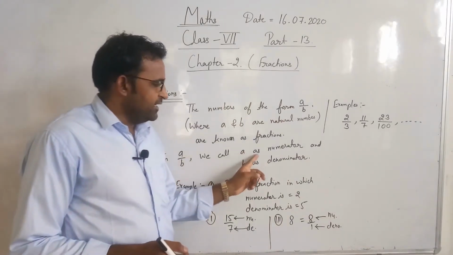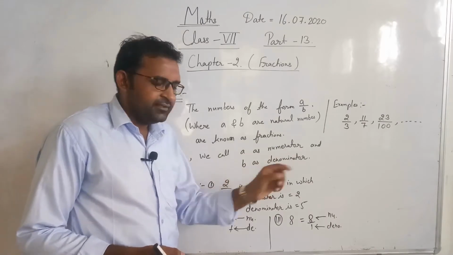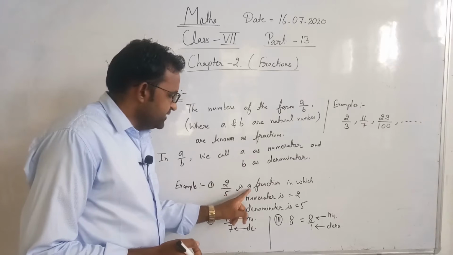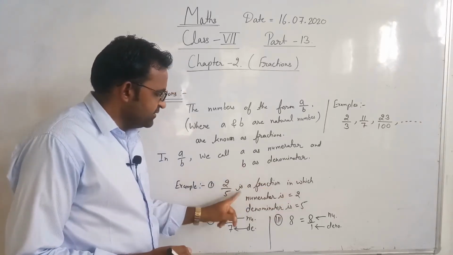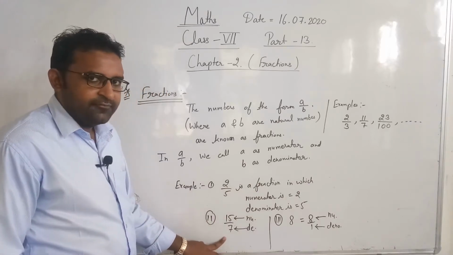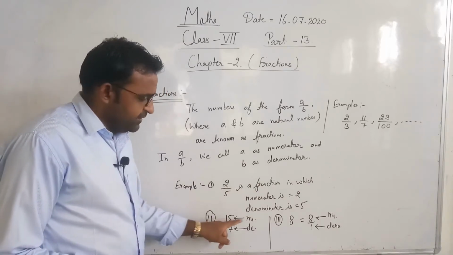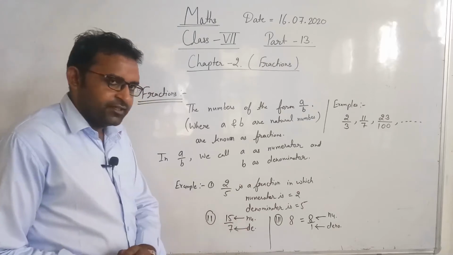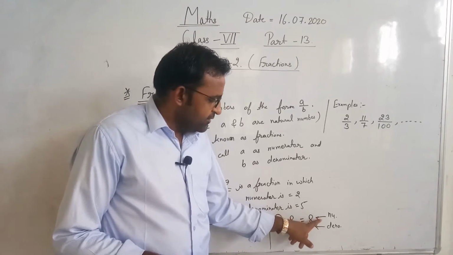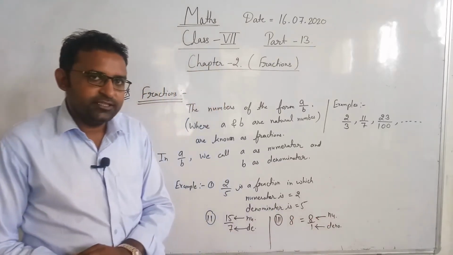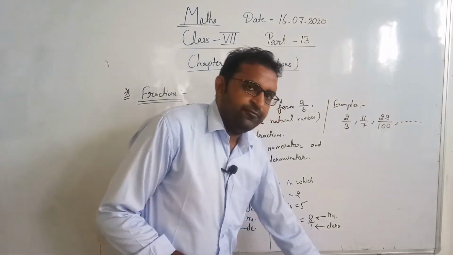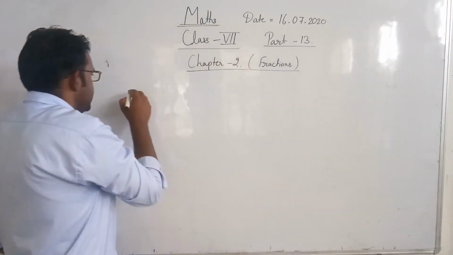Okay student, in A upon B, we call A the numerator and B the denominator. For example, 2 upon 5 is a fraction, in which 2 is the numerator and 5 is the denominator. Second example, 15 upon 7, so 15 is the numerator and 7 is the denominator. And next example, 8 upon 1, so 8 is the numerator and 1 is the denominator. Okay student, and next topic, various types of fractions.